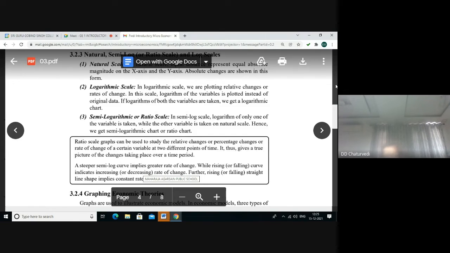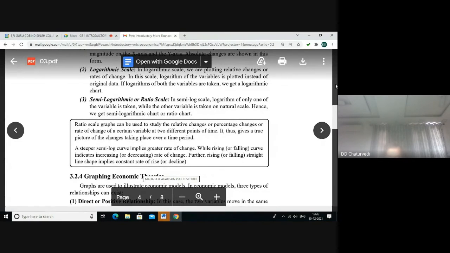Next type of scale would be semi-logarithmic or ratio scale. In the case of semi-log scale, the logarithm of only one of the variables is taken, while the other variable is taken on the natural scale. This is how we get a semi-logarithmic chart or ratio chart. Such ratio scale graphs can be used to study relative changes or percentage changes or rate of change of a certain variable at two different points of time. In a way, it gives a true picture of the changes that take place over a time period.